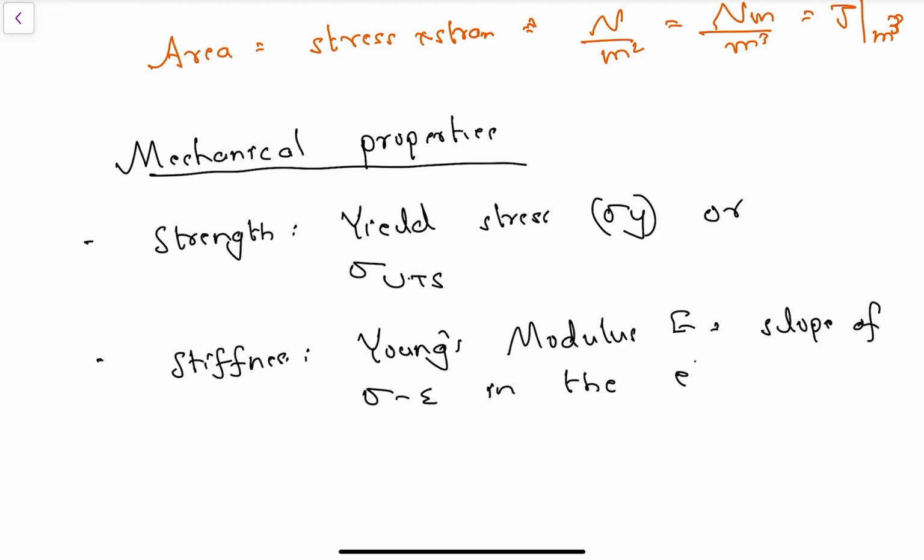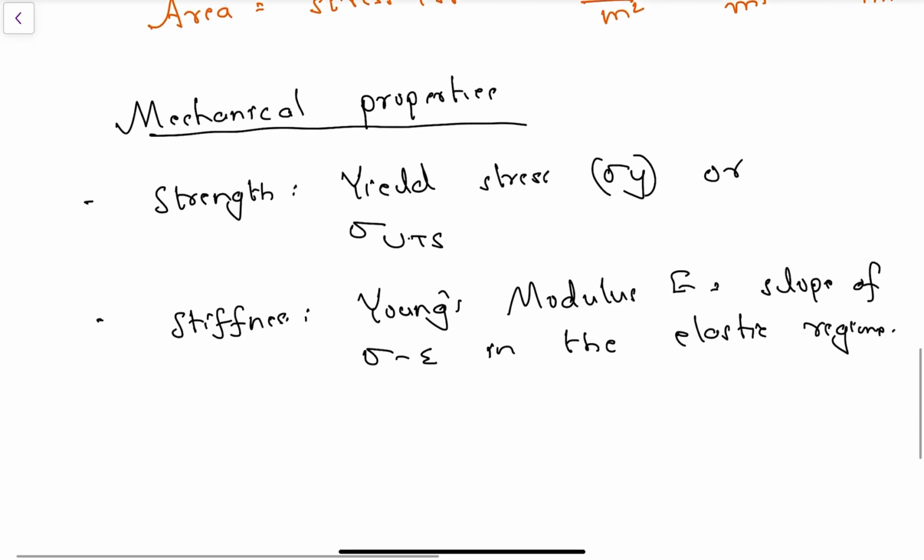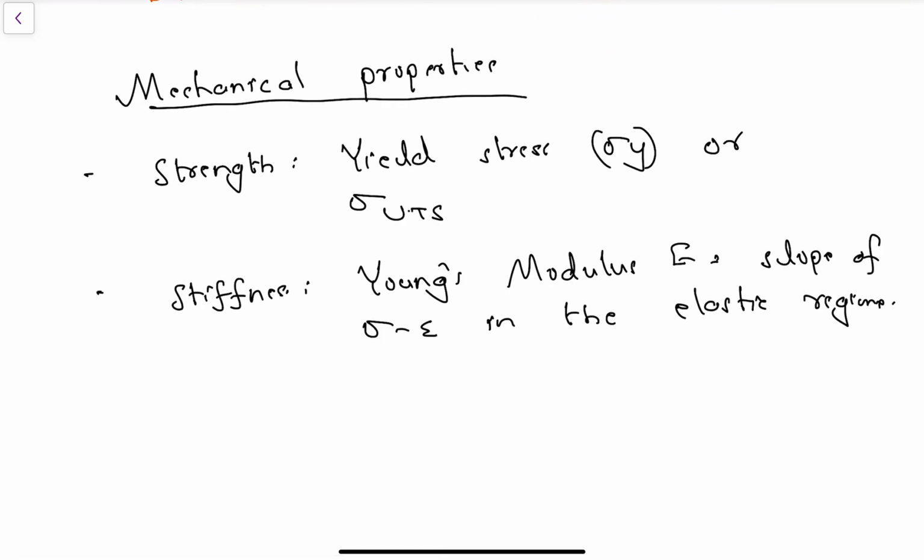in the elastic region. Okay, in the elastic region, we have seen that. Higher the Young's modulus means you need to have a higher stress to achieve a smaller strain. So stiffness is a kind of resistance to deformation, right?